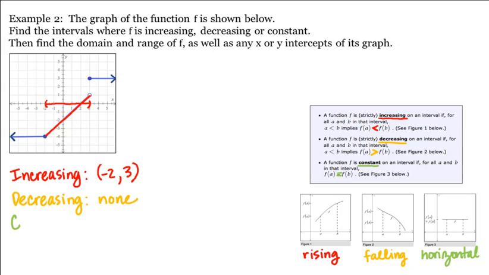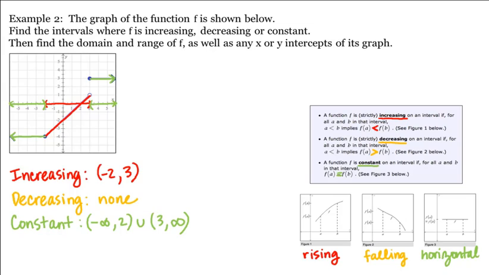And finally, on what intervals is our function constant? We see that our graph is horizontal here as well as here, which corresponds to this interval as well as this interval. That is, it's constant from -infinity up to 2 union 3 to infinity.